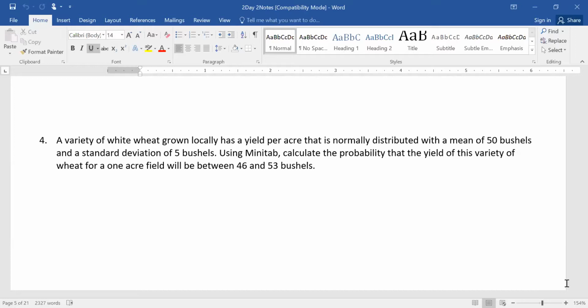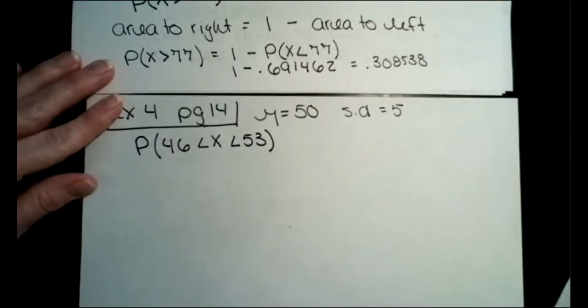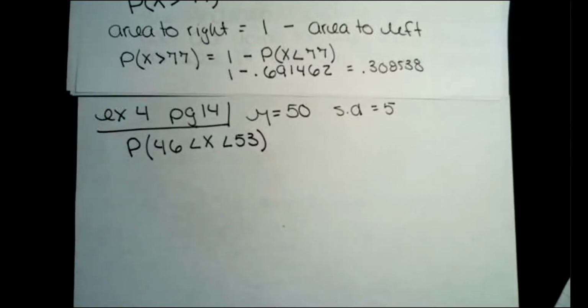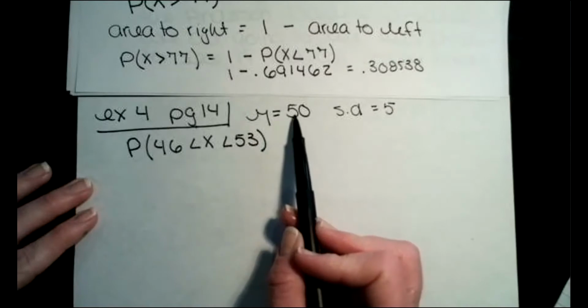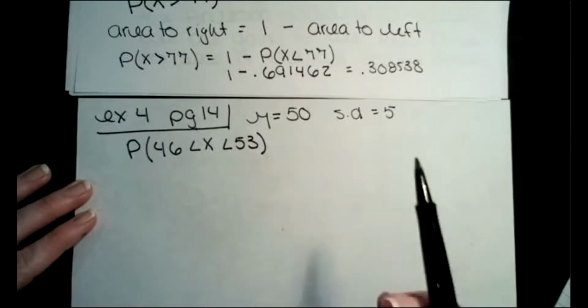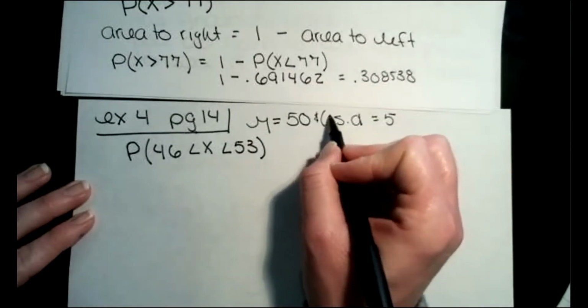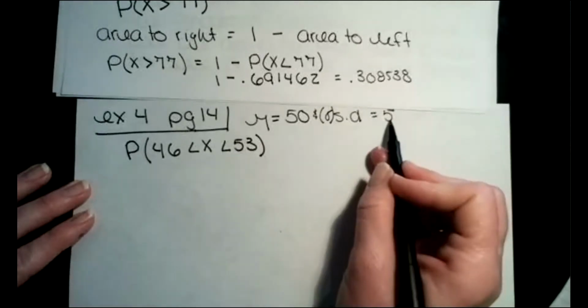So we're looking at in between. So I'm looking at between 46 and 53 bushels. I'm just going to share this so you can see what I wrote down. I wrote down all the information from that example. I wrote down the mean was 50, and the standard deviation, I can write sigma here because that's what it is, 5.